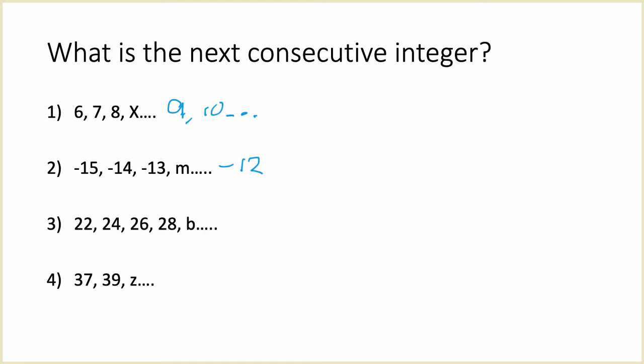For number 3, you'll notice we're jumping by 2s. So we have 22, 24, 26, 28. The next number is 30, and then it goes 32, and there's my ellipsis. And then the last one, we have 37, 39. The next number is 41, and then it goes 43, and it would keep going. Number 3 is even integers, and number 4 is our odd integers.